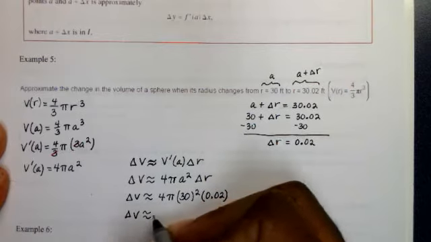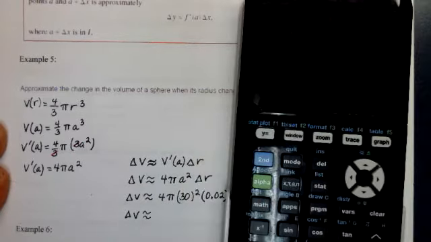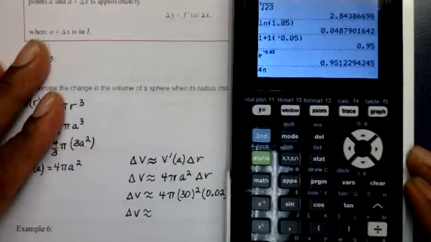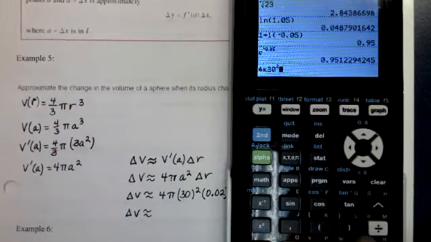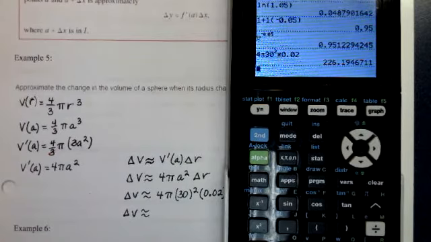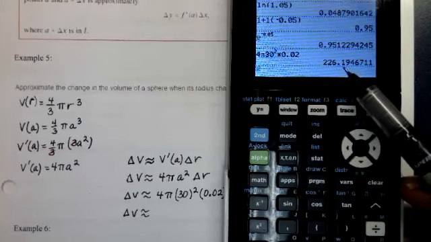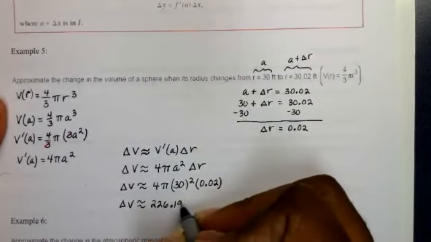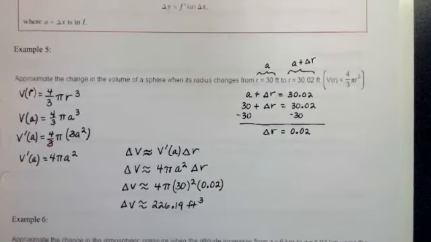So the change in the volume, if I do this on the calculator, would be this. Let's see, 4 times pi, which is second and the hat key for the pi, times 30 squared, times 0.02. To 2 decimal places, this will be 226.19. And this is in cubic feet. The reason for that is volume is always in cubic units, so we have to use cubic feet for this answer. That represents the approximate change in volume of a sphere when the radius goes from 30 feet to 30.02 feet.